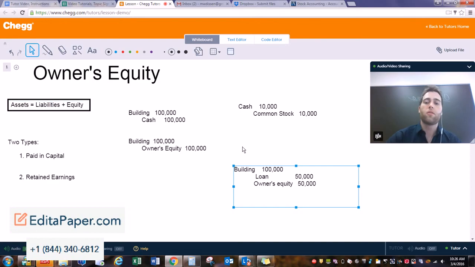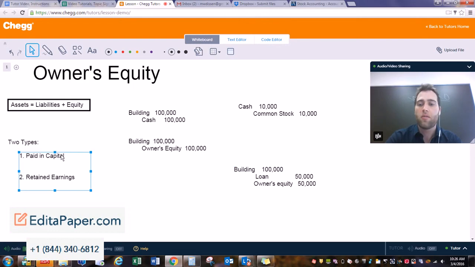So to recap, there's two different ways to get equity: paid in capital and retained earnings. And then equity can be considered anything that a company owns but doesn't owe back to anyone.